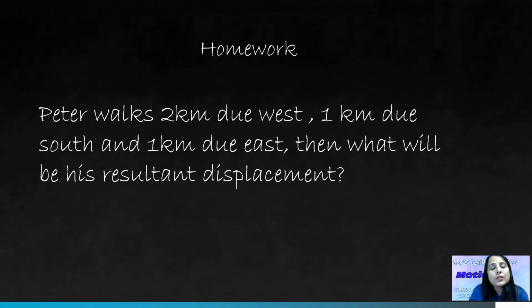Now this is the homework. It says that Peter walks 2 kilometers due west, 1 kilometer due south, 1 kilometer due east. Then what will be his resultant displacement? This sort of sum we have already discussed in previous slides. Follow the video well and start answering. I will be waiting for your answer.